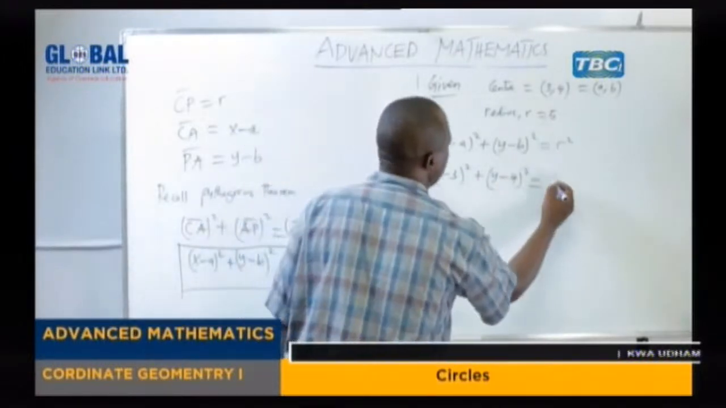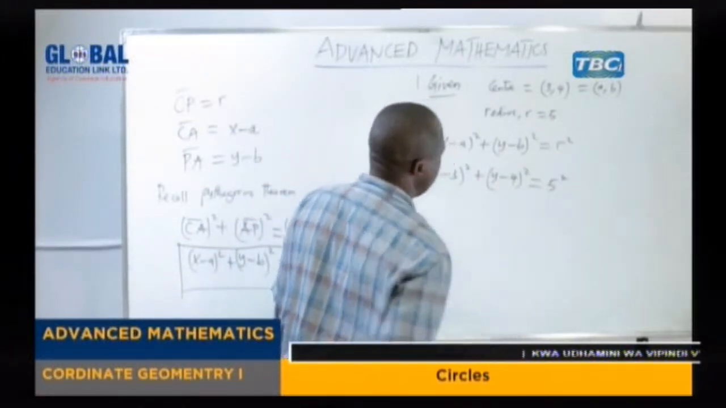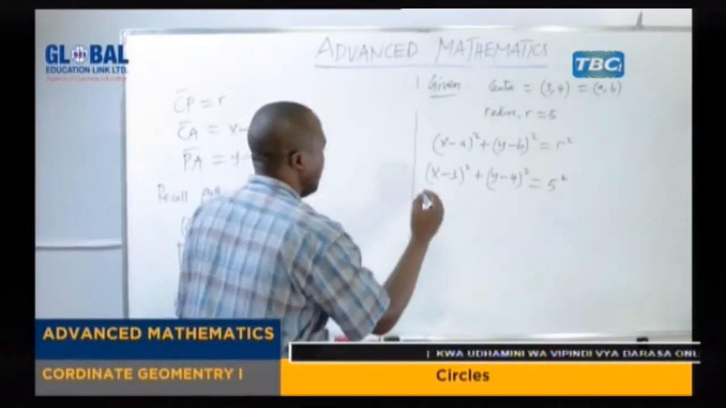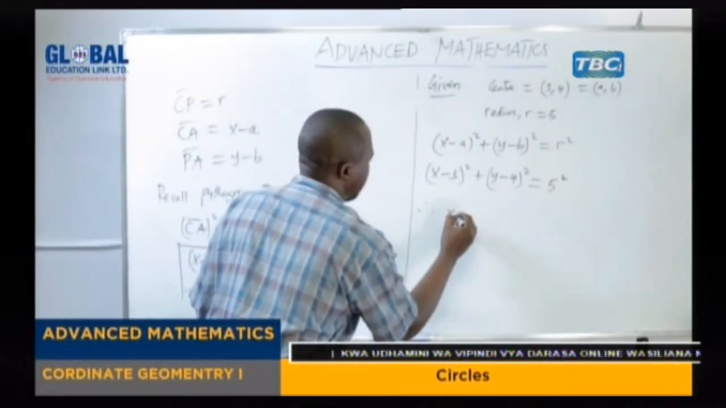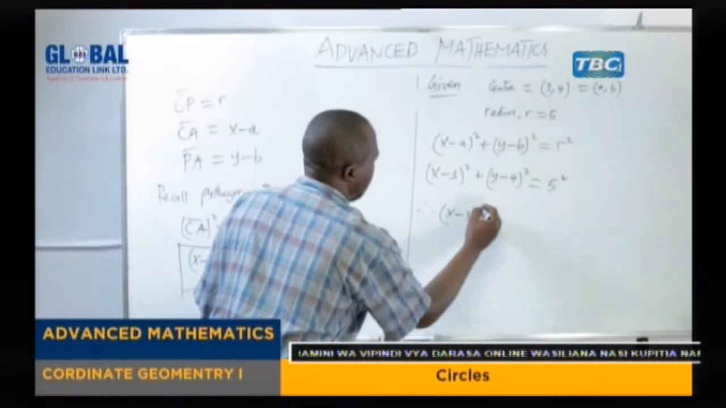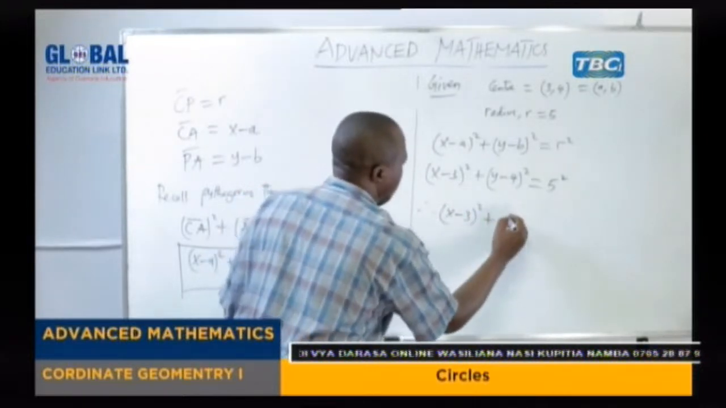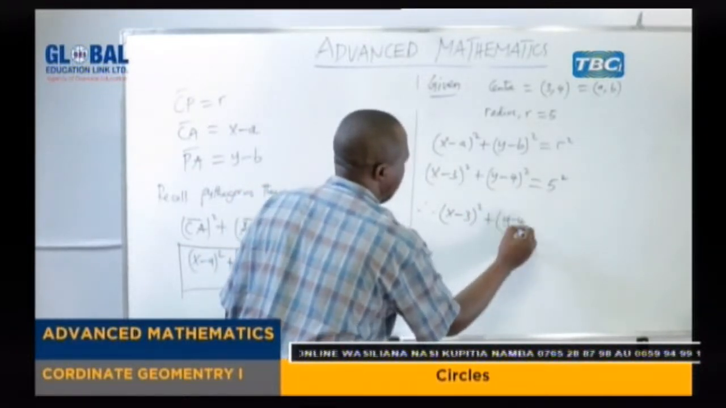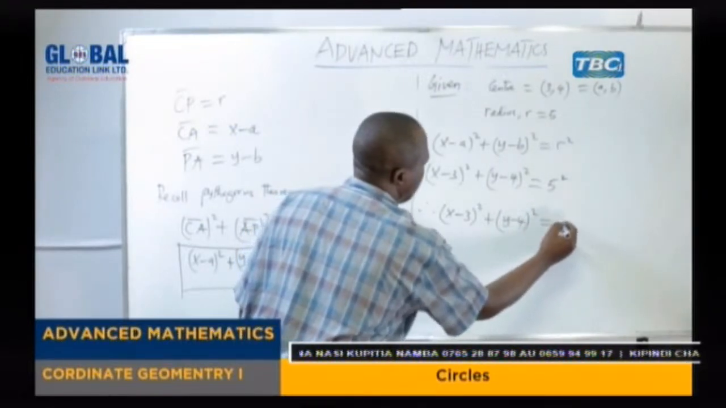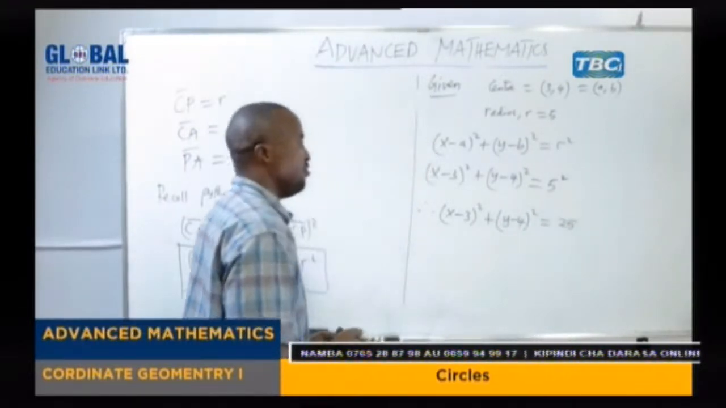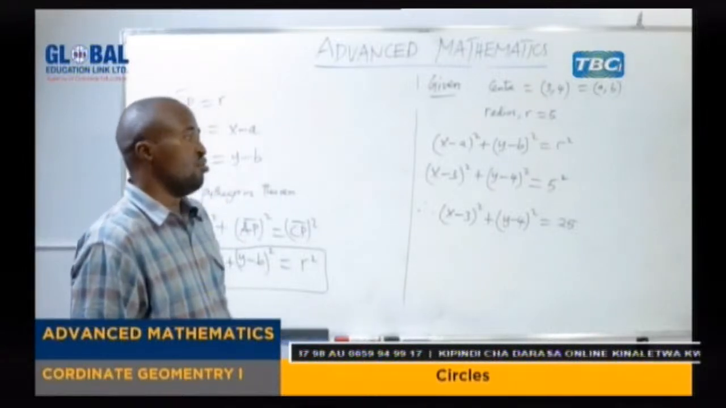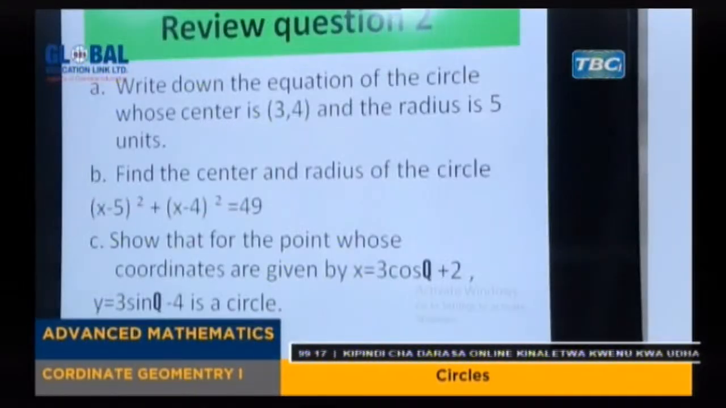So r squared, that is 5 squared. So in this case, this is the same as x minus 3 squared plus y minus 4 squared, which is equal to 25. So that is the equation of the circle whose center is 3, 4, and the radius is equal to 5.